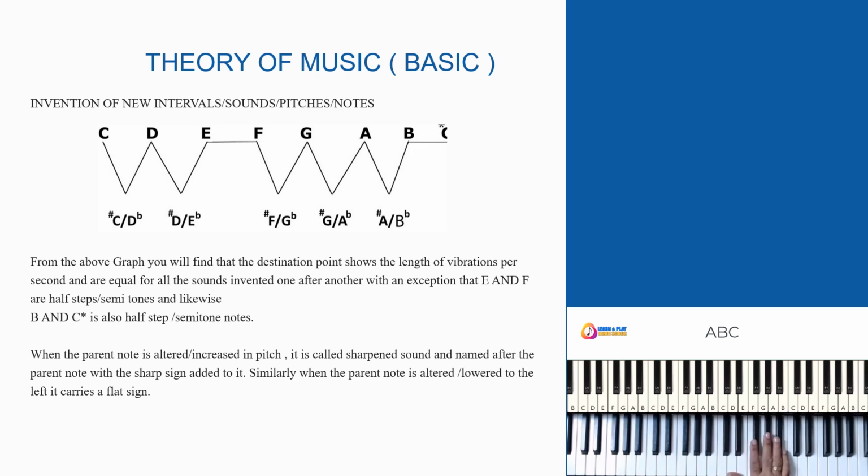And they are the sounds. And these black keys have two names. From C, if you go up, it's called C sharp. From D, if you come backwards, it's called D flat. And they are called the enharmonic notes.